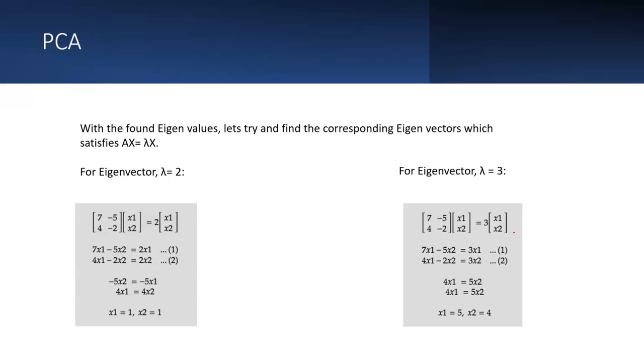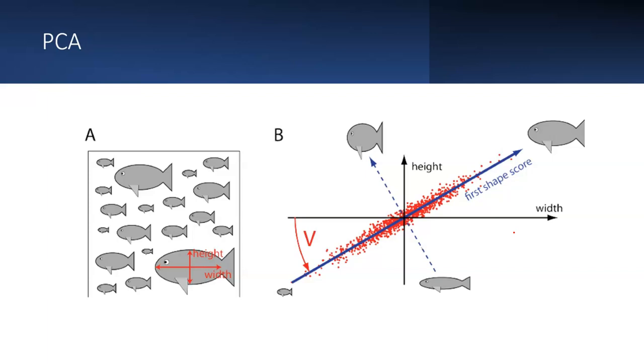With the found eigenvalues, let's try to find the corresponding eigenvectors which satisfy this value. So Ax equals lambda x, for eigenvalue lambda equal to 2, and for the other eigenvalue lambda is 3. So if lambda is 2 and lambda is 3, what are the different values for x1 and x2? So x1 and x2 vary over here.